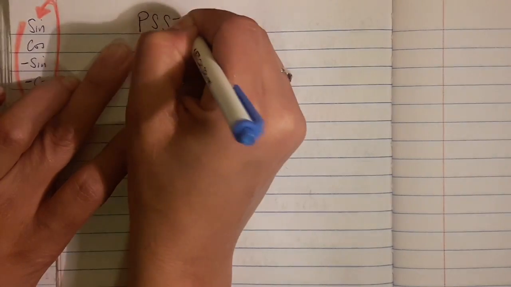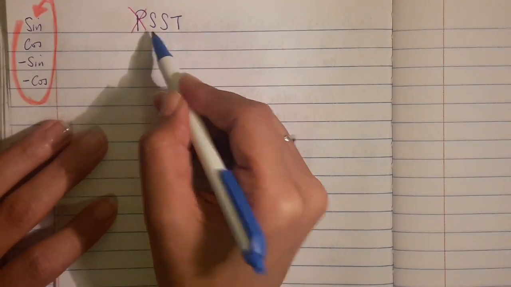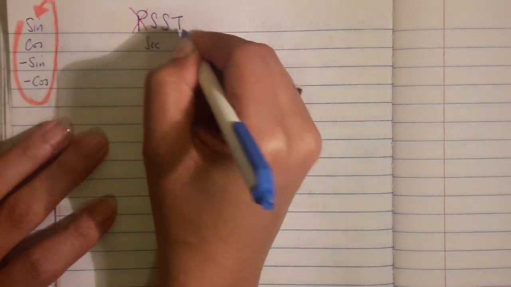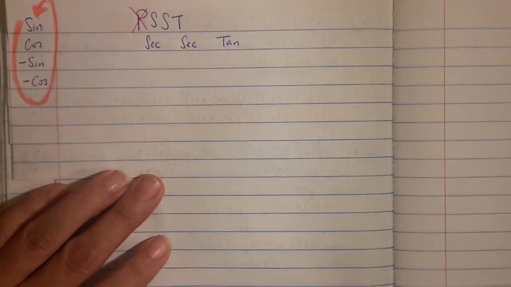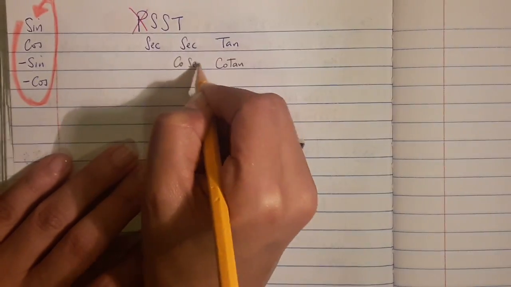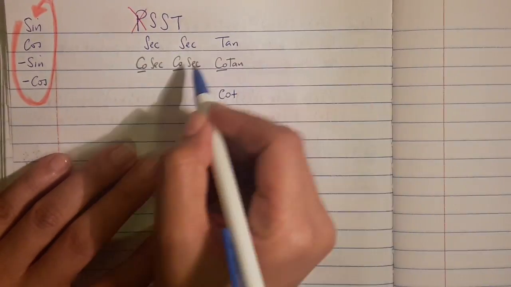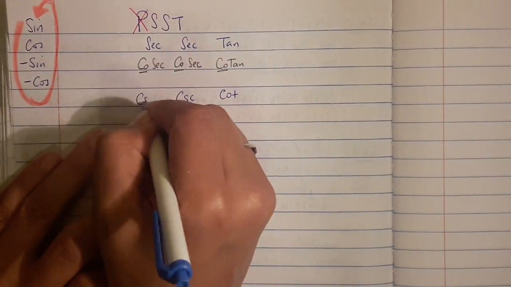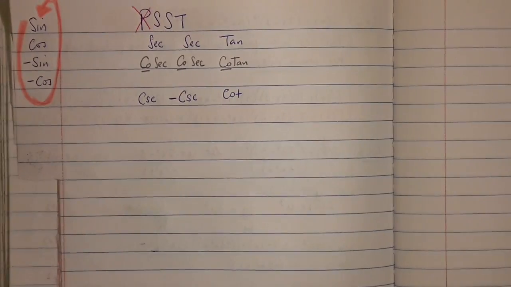The other one I remember is psst, psst, with a silent p. So we're going to cross out the p. Psst. And what that stands for is secant, secant, and tangent. And then I remember the cotangent, the cosecant, and the cosecant. So what is cotangent? That stands for cot. And then cosecant is CSC, and then you remember to change that to a negative.